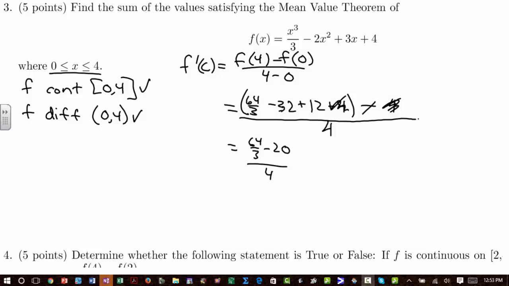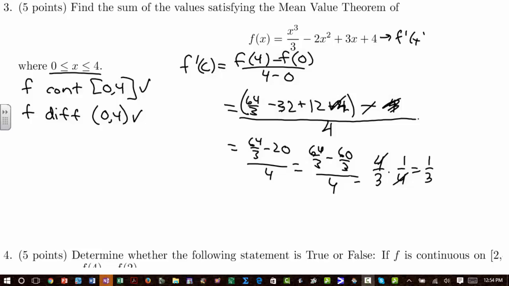Common denominator between 64 thirds and 20 is going to be thirds, so 64 thirds minus 60 thirds over 4, which is going to be 4 thirds divided by 4, which is the same thing as multiplying by 1/4. Okay, it looks to me like the average slope is 1/3. What about the instantaneous slope? Well, we'll have to take the derivative of this.